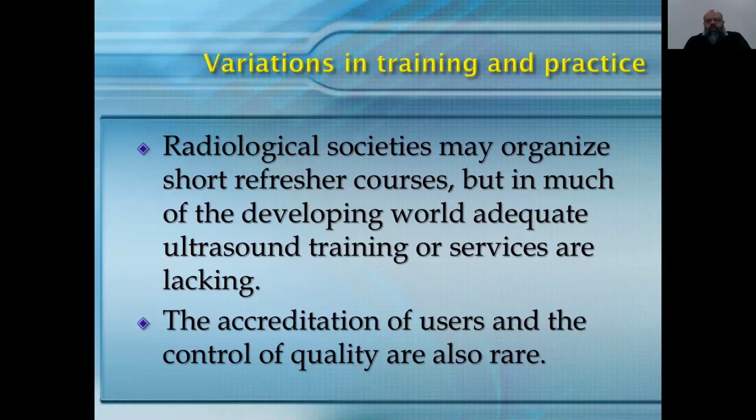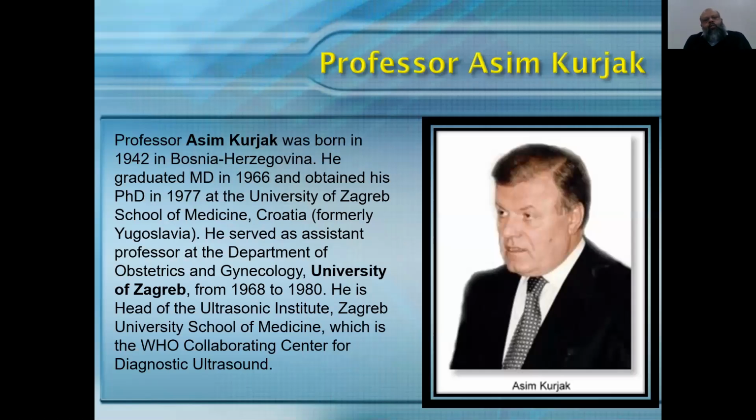Let me introduce Professor Asim Kurjak, who was born in 1942 in Bosnia, Herzegovina. He graduated MD in 1966 and obtained his PhD in 1977 at the University of Zagreb School of Medicine, Croatia. Formerly, it was Yugoslavia. I have been to many countries which were formerly Yugoslavia, like Macedonia, Kosovo, Albania, etc.